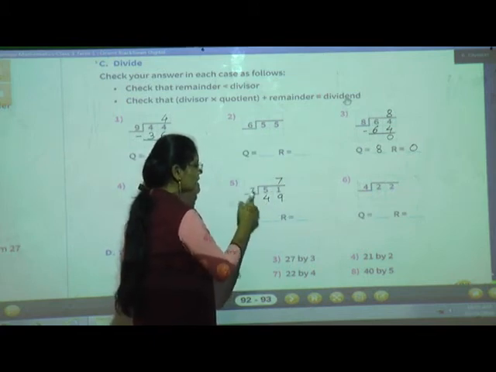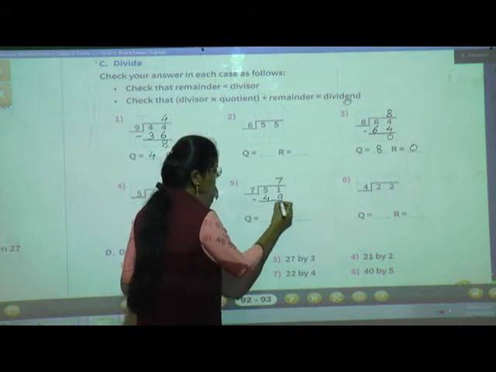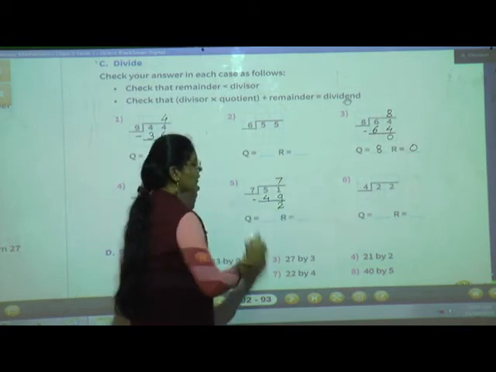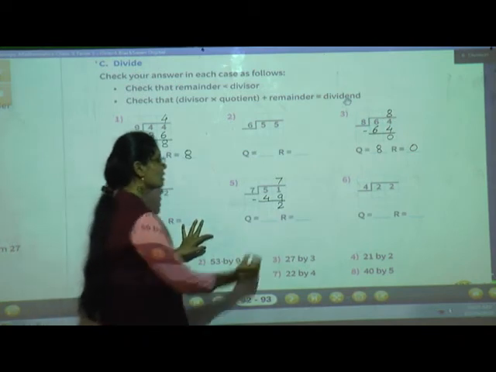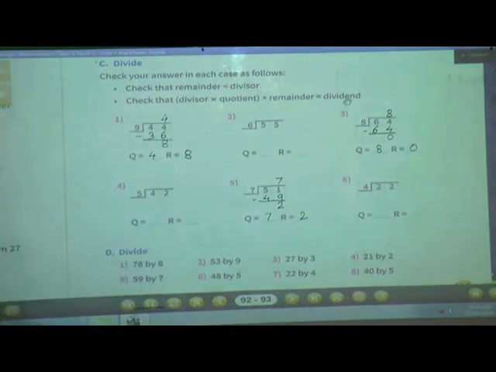You have to say it and then write 7 sevens are 49. Then 51 minus 49. Yes, 2 will remain. So what is the quotient? 7 is the quotient and the remainder is 2. Okay, clear till here? Okay, one more example, that is the sixth one.